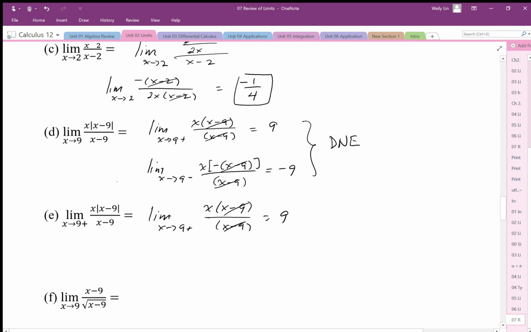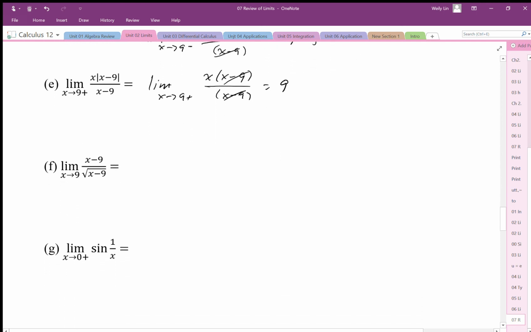So this is a very interesting one because we have to be considerate of the fact that as we approach 9, this is going to affect the absolute value. From one side of 9, the absolute value behaves differently than on the other side of 9. And this is why we made those piecewise functions, because they behave differently on one side versus the other.